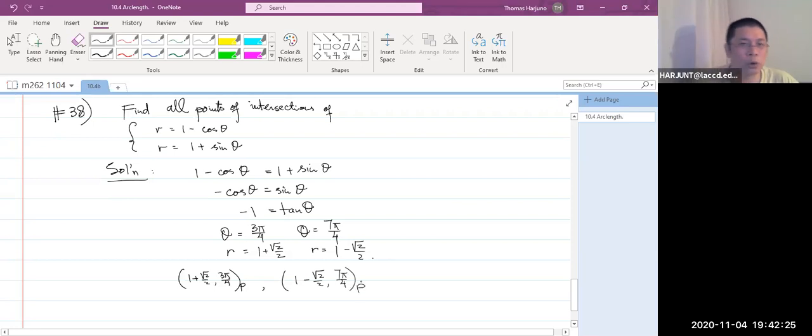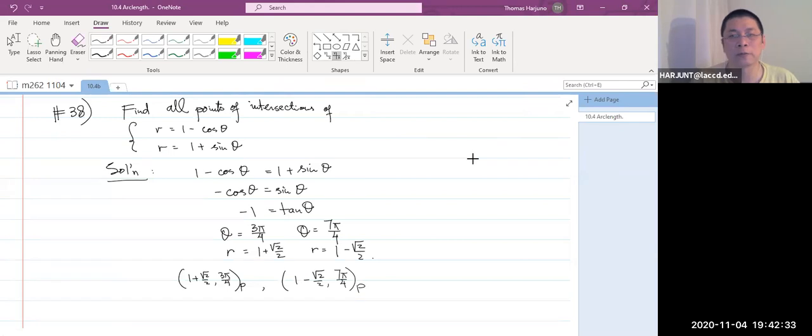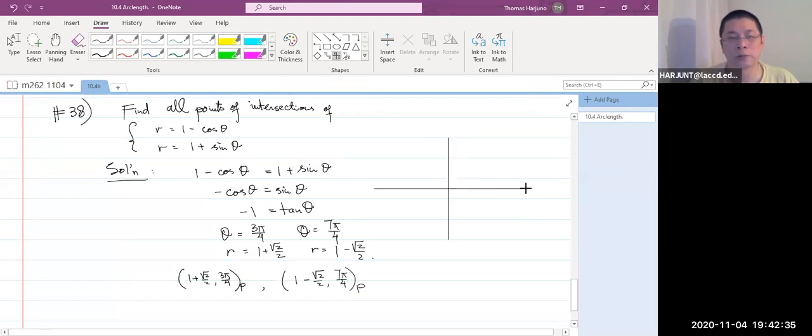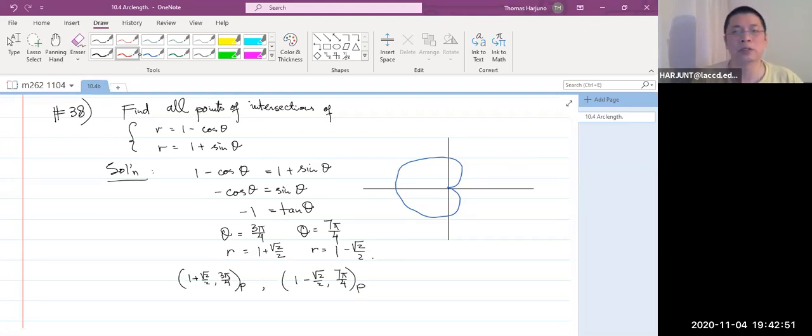But I'm not sure that these are the only solutions. Why? The best way is actually to graph the curves. 1 minus cosine theta is a cardioid, like that. That's the first curve. And then 1 plus sine theta will be something that looks like this.